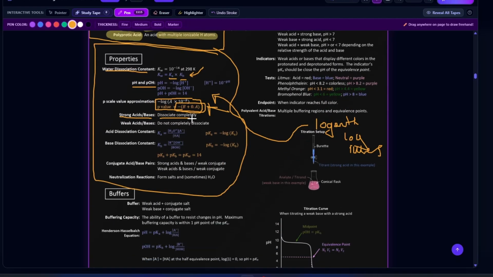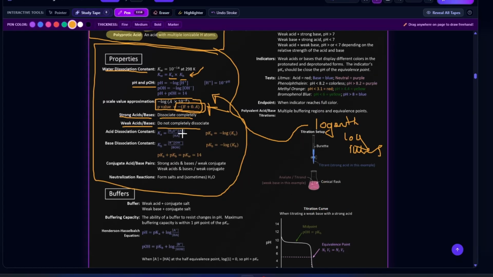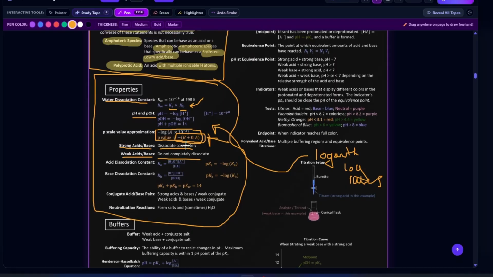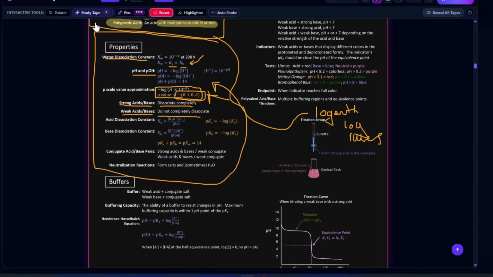Strong acids and bases dissociate completely. Weak acids and bases do not completely dissociate. So an example is NaCl. If I have NaCl and it completely dissociates into Na plus and Cl minus, then that means it completely dissociated. But, no, sorry, that's not actually an example of acids and bases. An acid and base example is H plus and OH minus, which dissociate fully into these. My bad, don't get confused like I did.